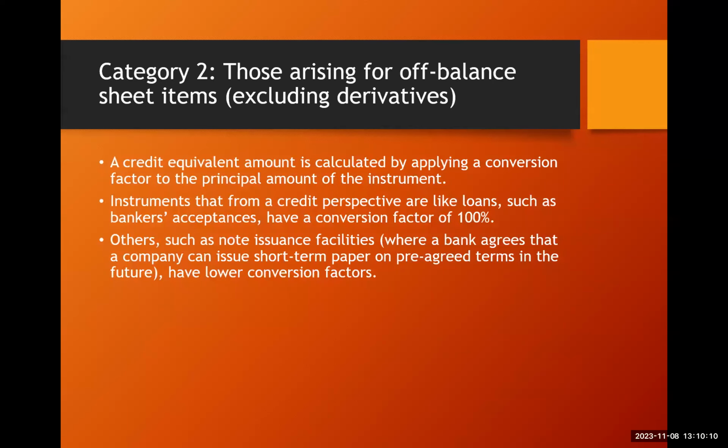The second category is items arising from off-balance sheet items. So this could include some contracts, but the distinction is not as important to me.